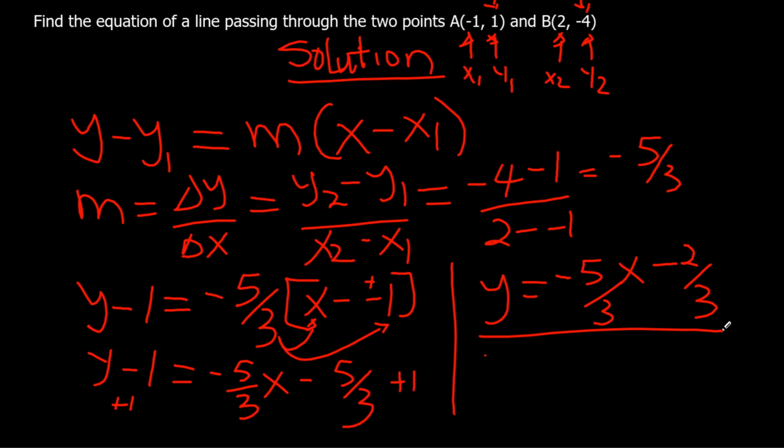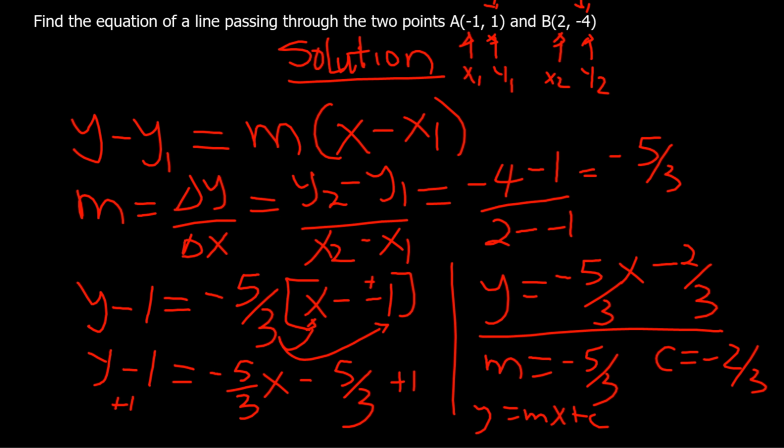So you see that the gradient is -5 over 3, and the y-intercept c is equal to -2 over 3. Remember, the general equation of a line is y equals mx plus c, where m is the gradient and c is the y-intercept. If you come across a problem like that, you can as well state the y-intercept and the gradient.